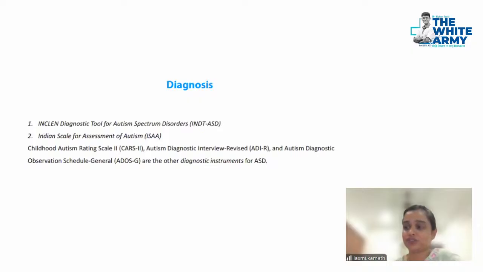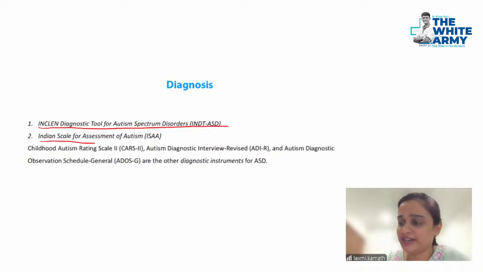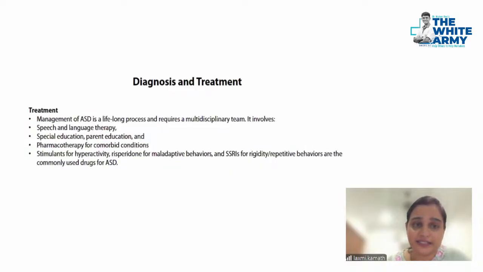So what are the diagnostic tests that are used in autism? Here also I just want you guys to remember the names. That is INCLEN Diagnostic Tool, or the Indian Scale for Assessment of Autism, ISAA. ISAA and INCLEN are the two important tools for diagnosis of autistic spectrum disorders. INCLEN is commonly used. Okay, these tests are used for detecting autism.